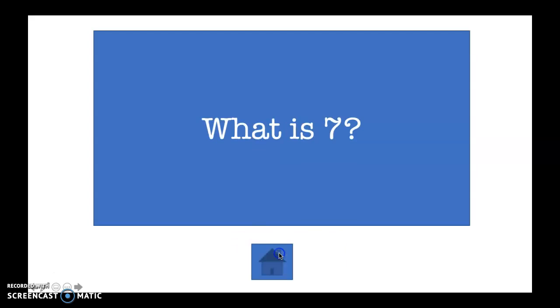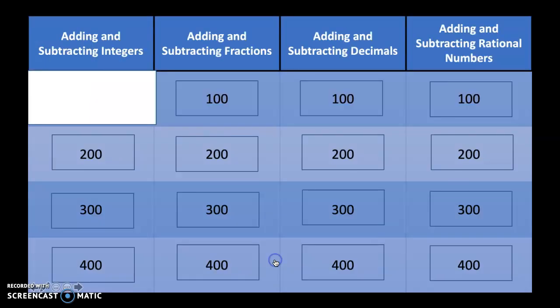You would click the answer button. It says, what is 7? That's the answer. You click home, and it takes you back to the screen. And that one is covered, so they know they can't pick it again. And you just go through it until you've done them all, and the team with the most amount of points wins.